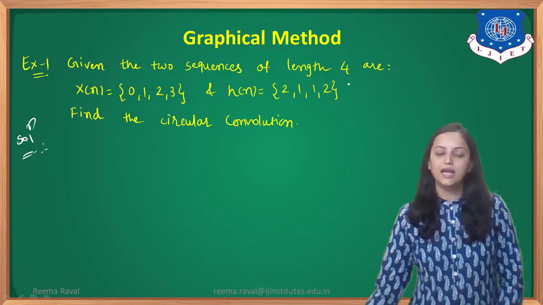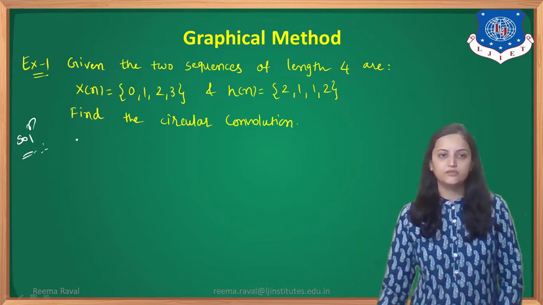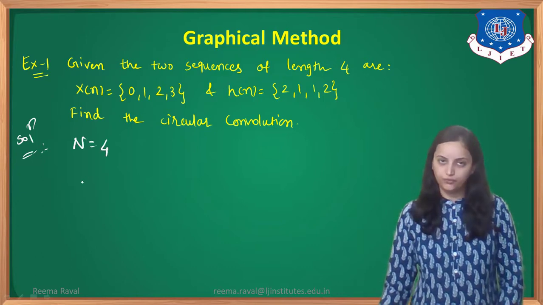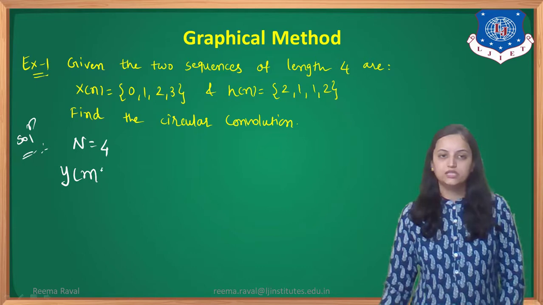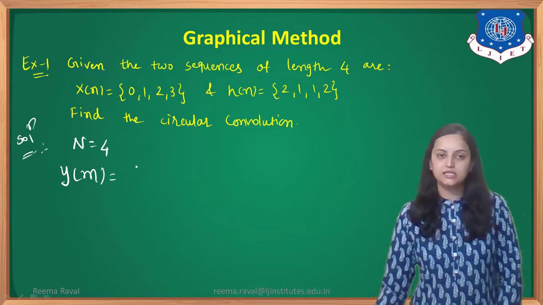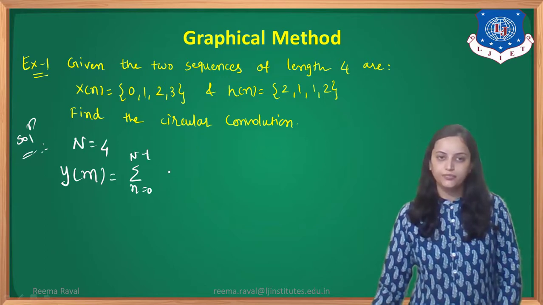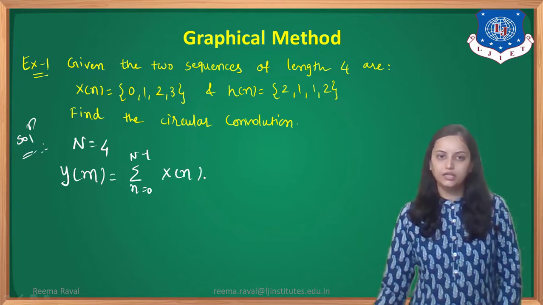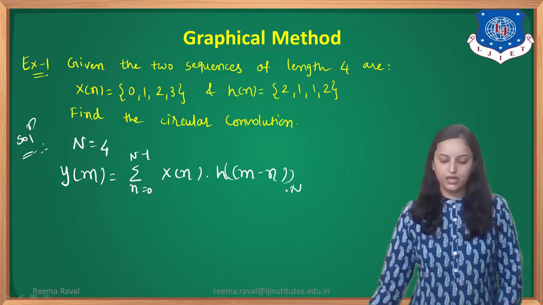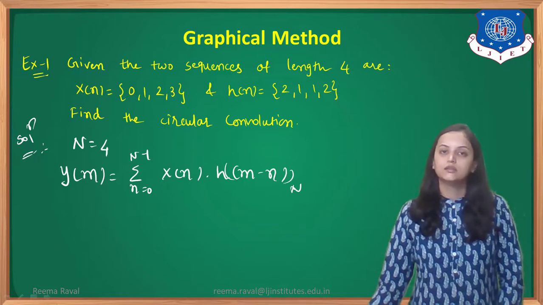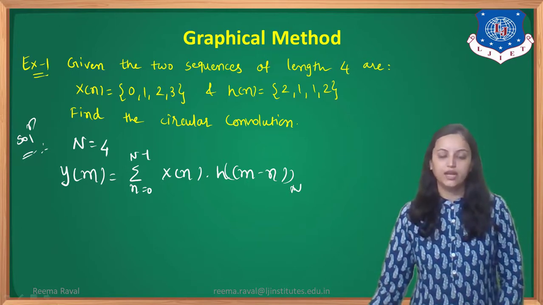Here the length of the sequence is 4. That means we will take capital N equals 4. Now we will use the formula of circular convolution, which is given as y of m equals summation of n equals 0 to N minus 1 x of n into h of m minus n. So this is the formula of circular convolution.